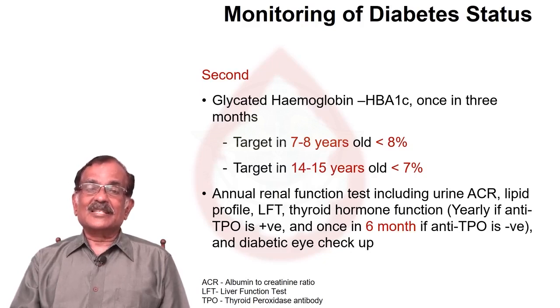If the anti-TPO is positive, you must check thyroid function every 6 months. If the anti-TPO is negative, you must do thyroid function once a year in all type 1 patients. And also if the type 1 patient is having loose stools, another autoimmune disease like celiac disease has to be excluded by doing the proper antibody tests.